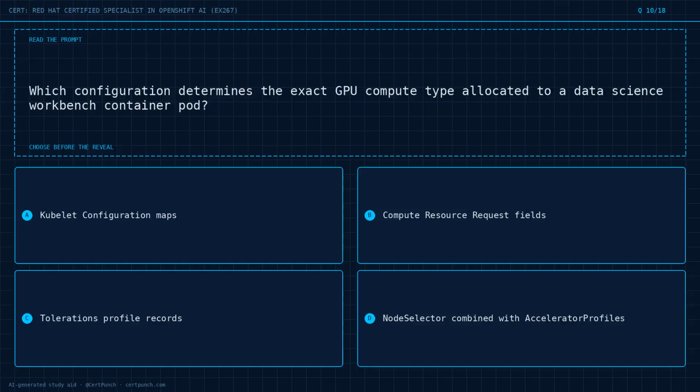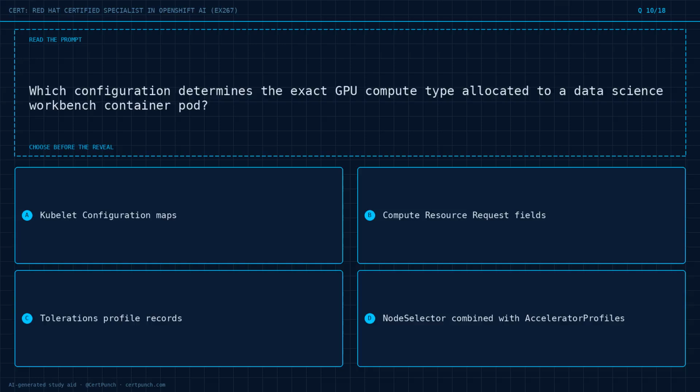Question 10 of 18. Which configuration determines the exact GPU compute type allocated to a data science workbench container pod? Option A. Kubelet configuration maps. Option B. Compute resource request fields. Option C. Tolerations profile records. Option D. Node selector combined with accelerator profiles.